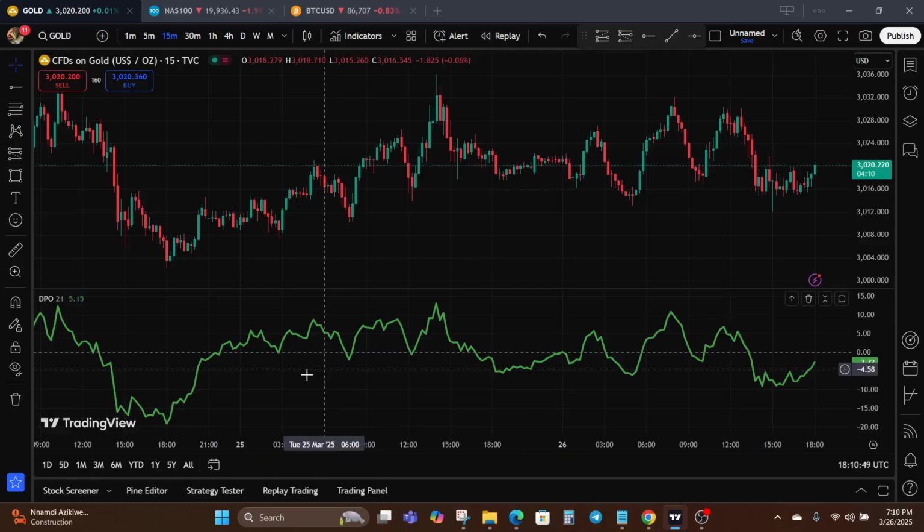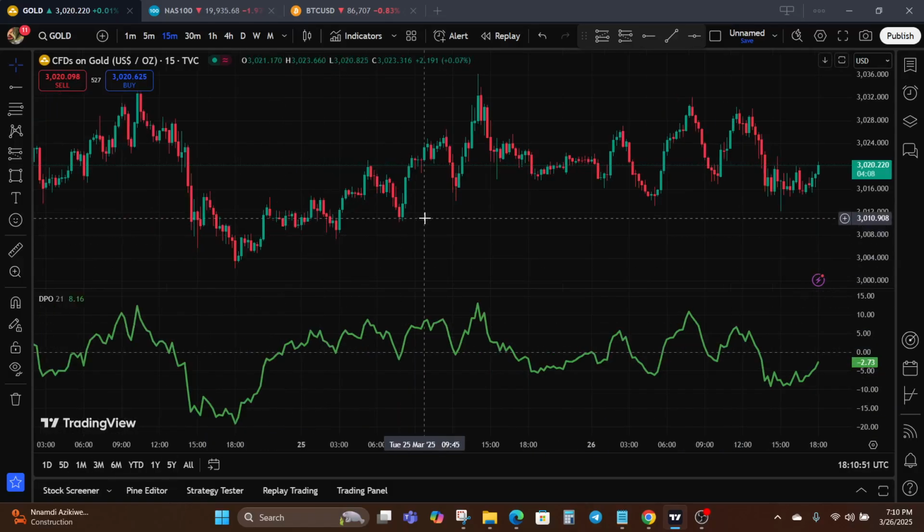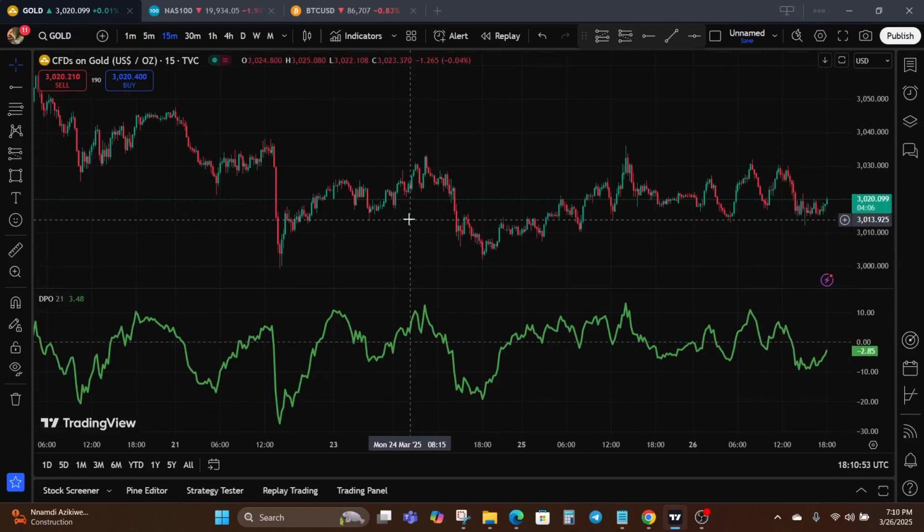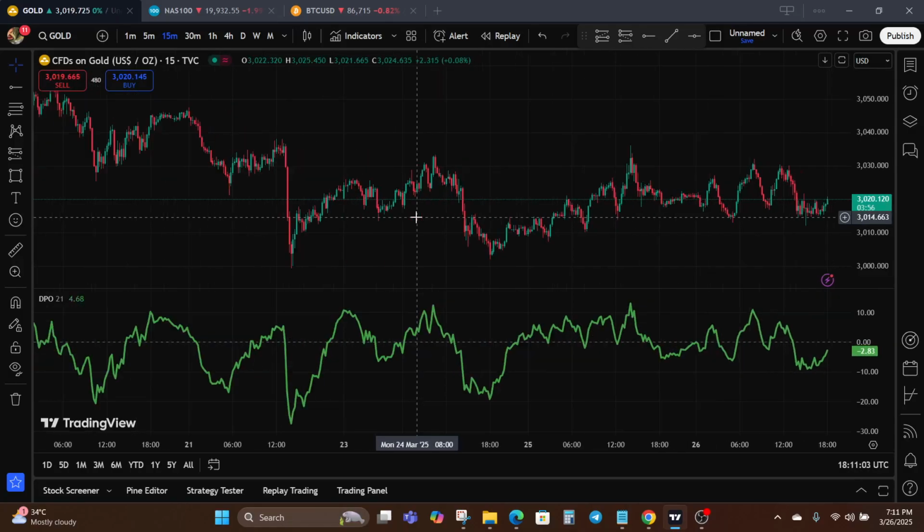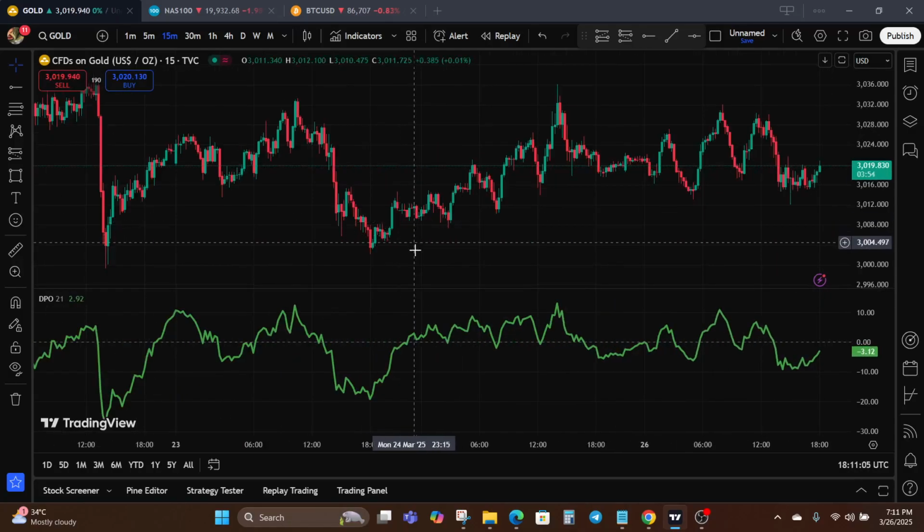The DPO is particularly useful in range-bound markets, where price cycles are more predictable. So here's how traders can use it effectively: in identifying overbought and oversold conditions.